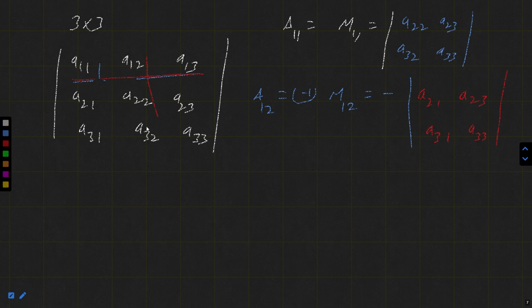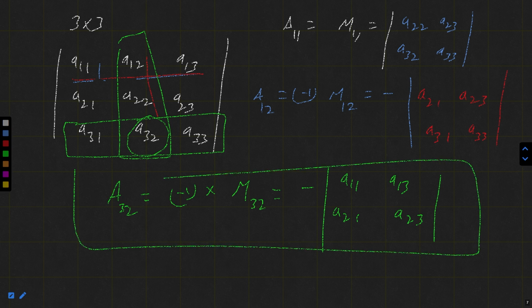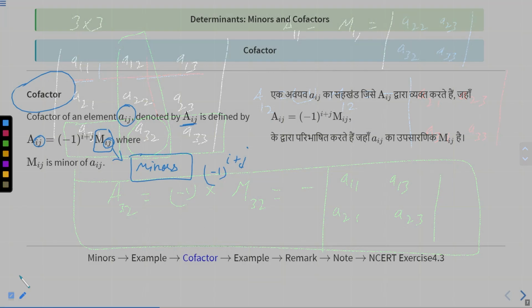Suppose you pick this element, A32. It will be minus 1 to the power 3 plus 2, which is 5, so this means just minus 1, multiplied with M32. M32 means you have to eliminate the third row and the second column. So now this will be minus of the determinant A11, A13, A21, A23. So this will be your cofactor for the third row, second column entry. So far so good.